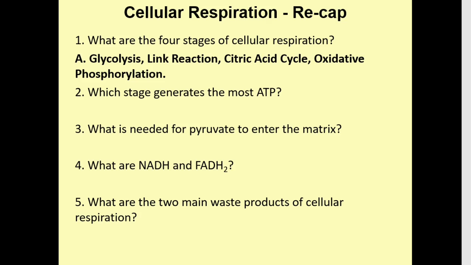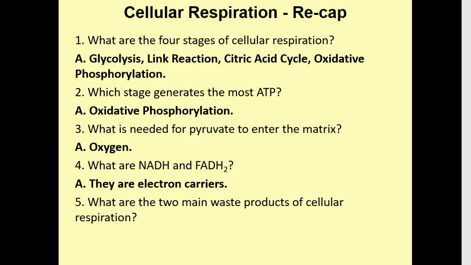Number 2, which stage generates the most ATP? Well, it's oxidative phosphorylation. Number 3, what is needed for pyruvate to enter the matrix? It's oxygen. Remember, if oxygen isn't present, then pyruvate gets converted into lactic acid, or in yeast, it would get converted into alcohol. Number 4, what are NADH and FADH2? They are electron carriers. So they harvest up those electrons and carry them to the electron transport chain.